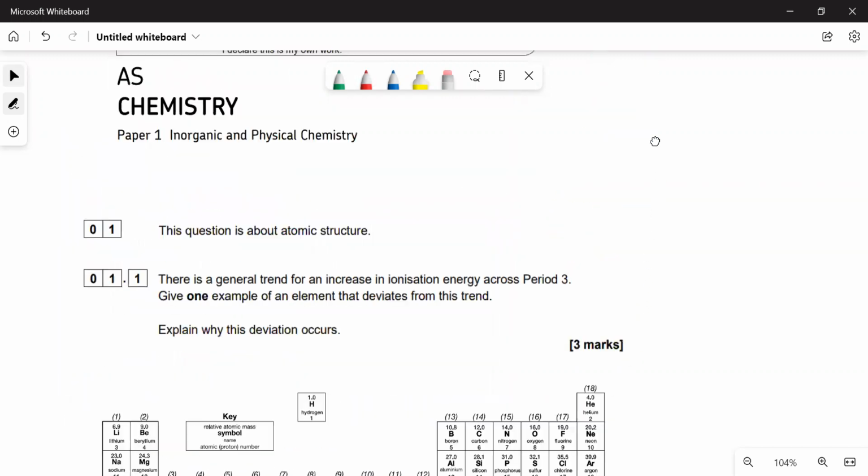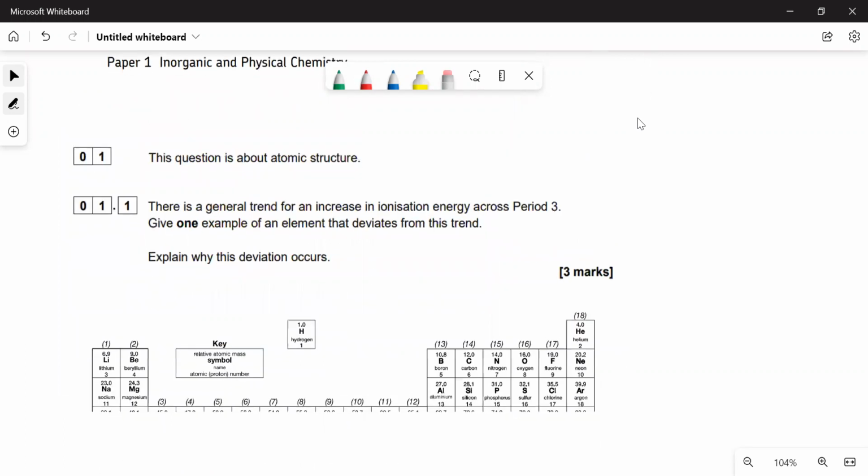Okay, so the first question is about atomic structure, the general trend for increase in ionization energy across period 3. Give one example of an element that deviates from this trend. Right, 3 marks. Well, there are 2 answers. You only need to give one of them, but I'll give both of them anyway. Right, let's see where the electron comes from.